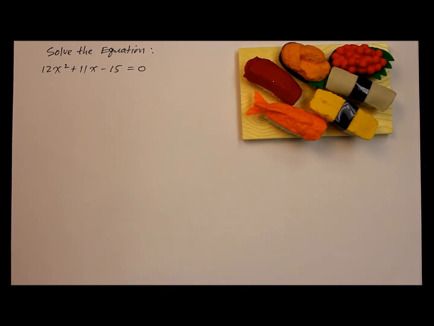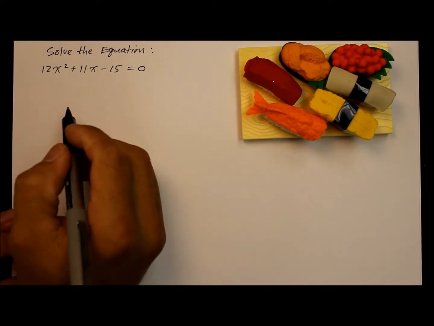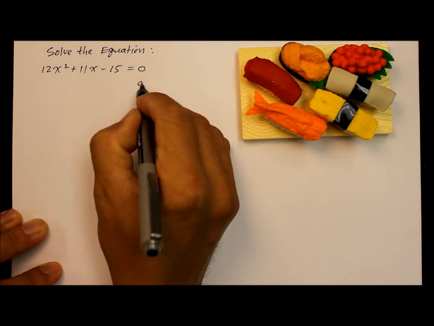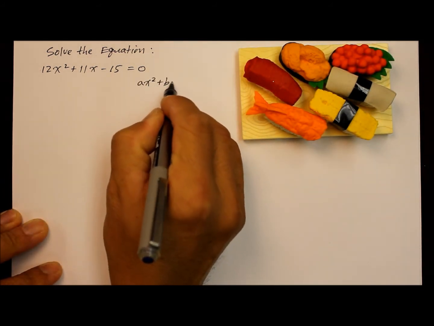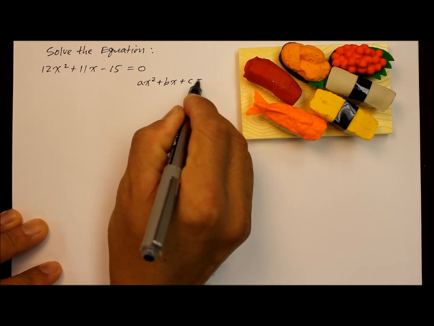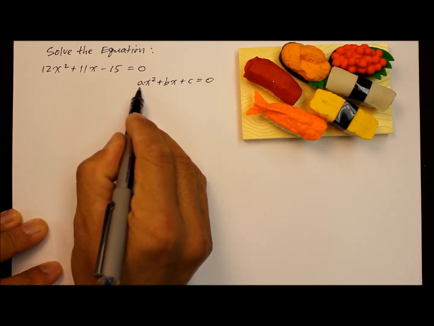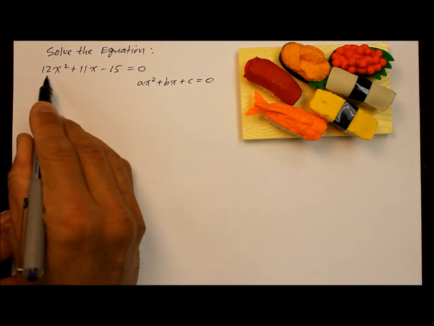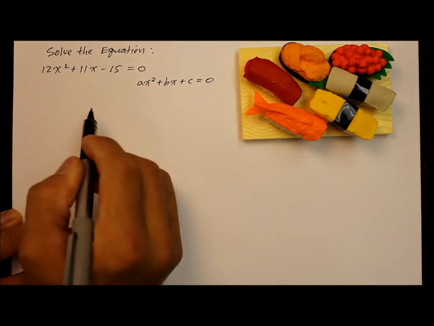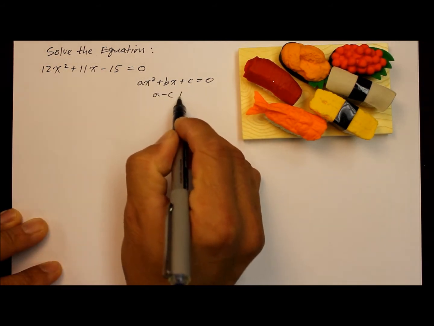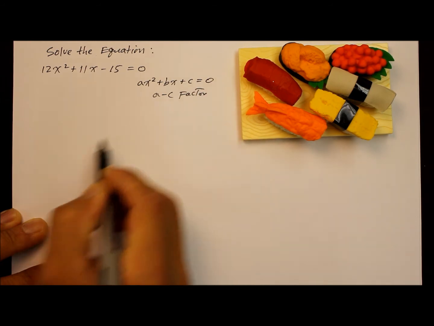Hi, this instructional video is about solving quadratic equations. Here we have an equation in standard form, ax squared plus bx plus c is equal to 0. This time, however, the a term, the leading coefficient, is not a 1. So therefore, we have to use a thing called the AC method. We're going to use a thing called AC factor. And here's how that works.